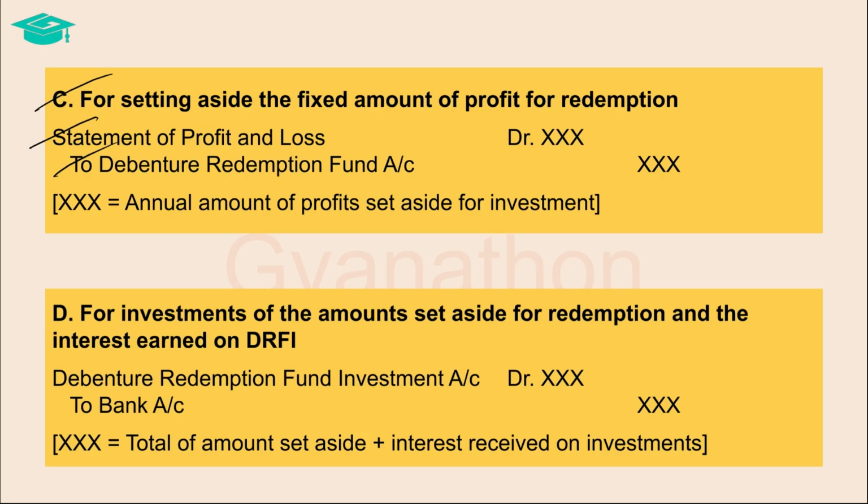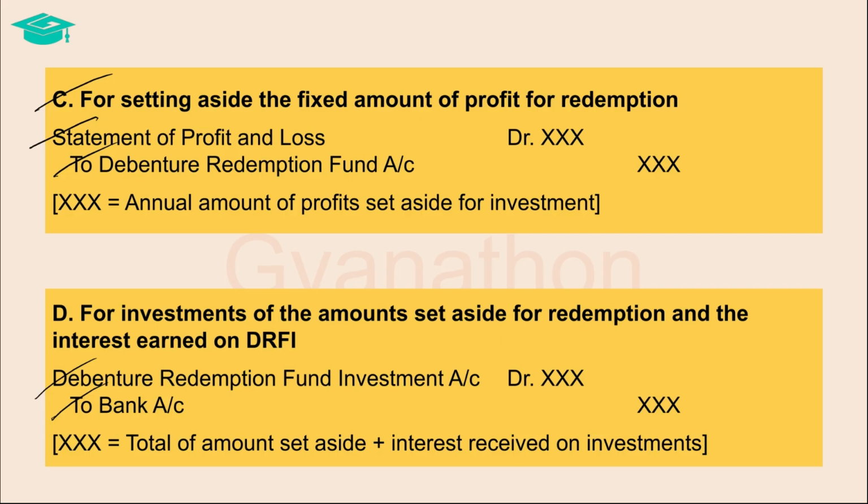These amounts are now invested in marketable securities. The investment of the funds available in the debenture redemption fund account is done in the same way how it is done in the first year. The debenture redemption fund investment account is debited with the total of the annual amount of profit set aside plus the interest received on investments. The corresponding credit is given to the bank account. The net effect of this entry is that money is invested in marketable securities from the amount available in the debenture redemption fund account.